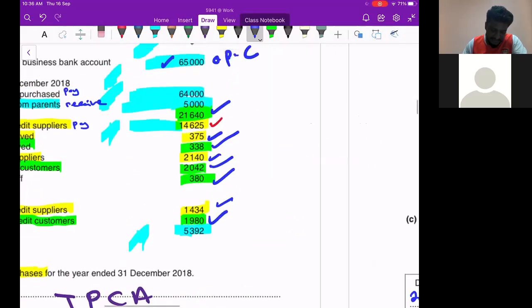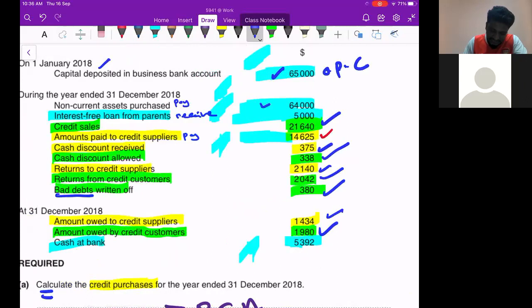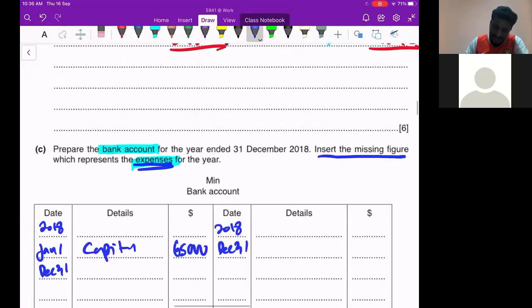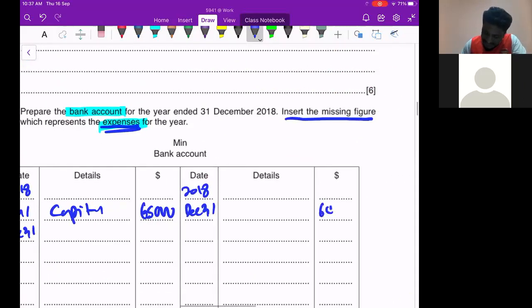After that, 64,000 non-current asset. It will be on the credit side. Why is it on the credit side? Because if you buy a non-current asset, you will pay money, and money out means credit side. Non-current asset: in the exam, no short form. Write non-current asset in full.